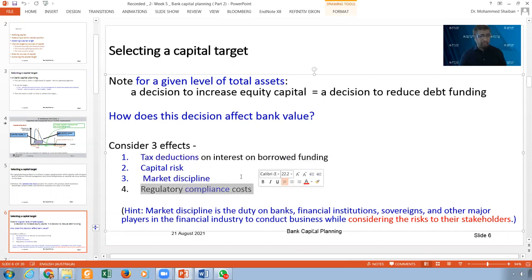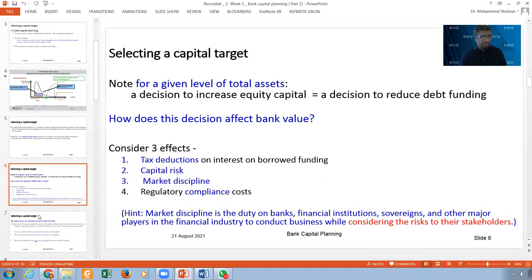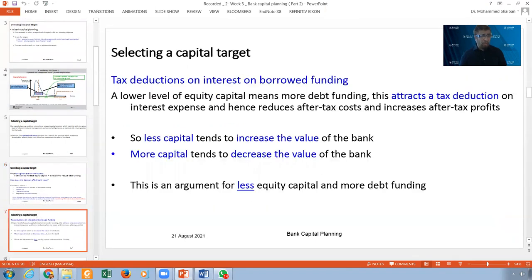Let's agree, first of all, on this. And then we have the capital risk and the market discipline. Now, capital risk and market discipline have this causality position, where actually the capital risk will lead to market discipline. So as I will explain it now, market discipline is actually the concern of considering the risk to the stockholders. Now, let me show you the tax deduction.